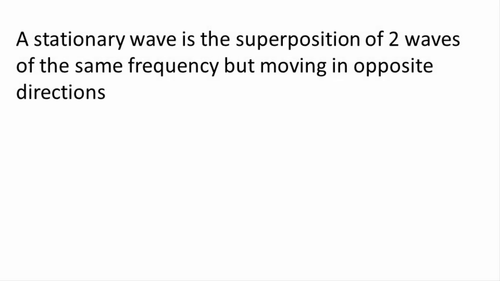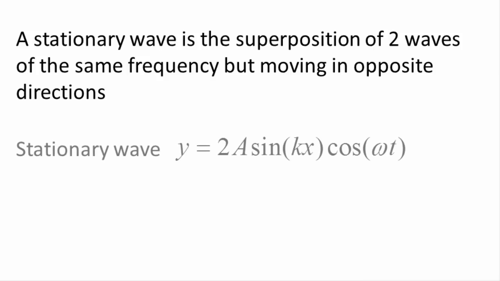A standing wave is a stationary vibration pattern formed by the superposition of the incident and reflected traveling waves that have the same frequency but move in the opposite direction. The wave function for a standing wave is given by a sine of kx times the cosine of omega t, where a is the amplitude of the standing wave, k is the wave number, and omega is the angular frequency.